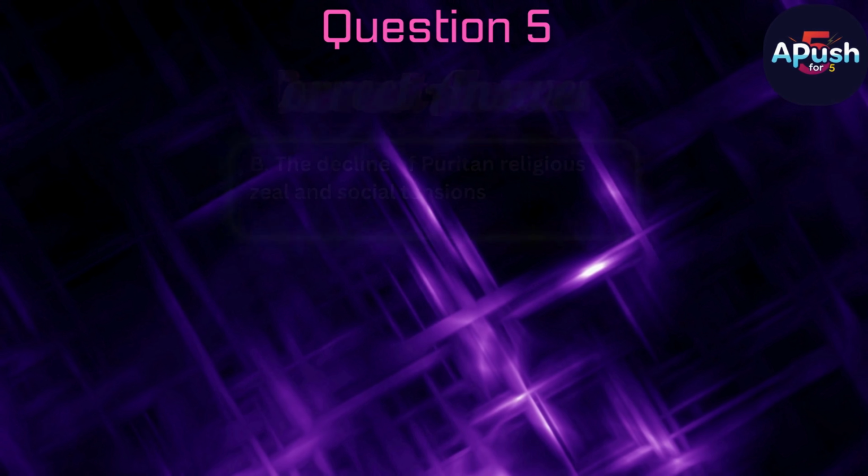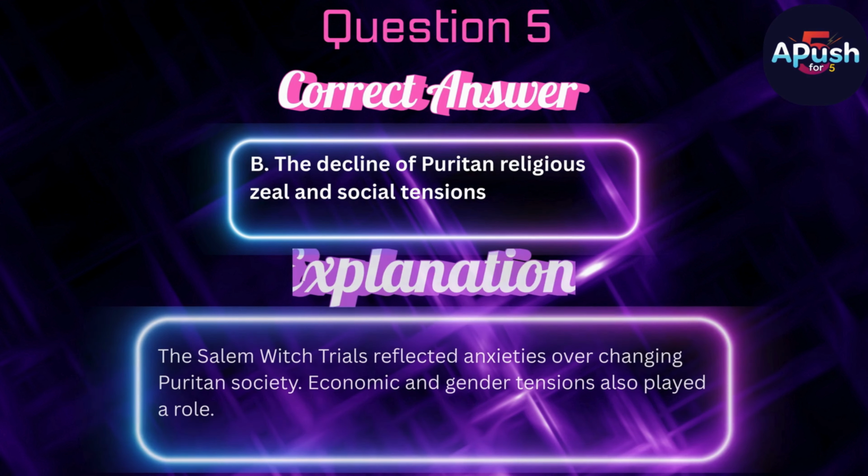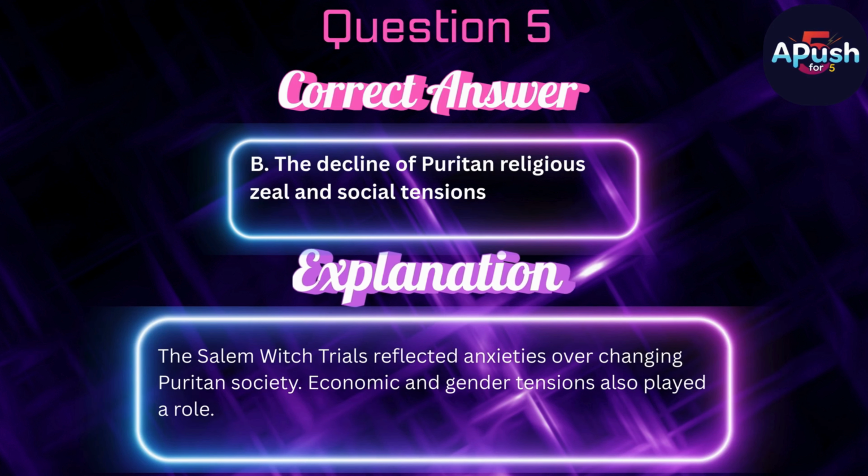The correct answer is B. The decline of Puritan religious zeal and social tensions. The Salem witch trials reflected anxieties over changing Puritan society. Economic and gender tensions also played a role.